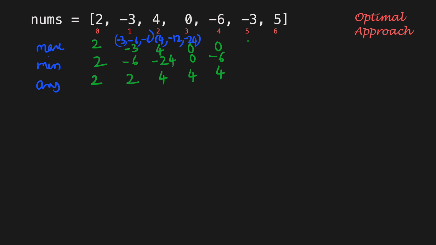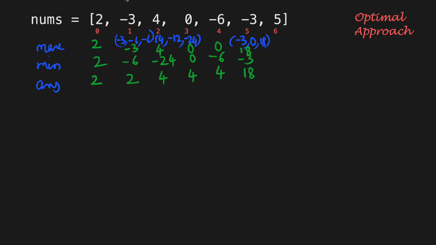Then the next element we see is -3. So here the maximum product will be equal to the maximum of -3 and the product of this element -3 with the maximum and minimum product, which will be equal to 0 and 18. So the maximum product now becomes 18 here. Similarly, the minimum product now becomes the minimum of these three values, which will be equal to -3. And since the maximum is more than the answer, our answer now becomes 18.